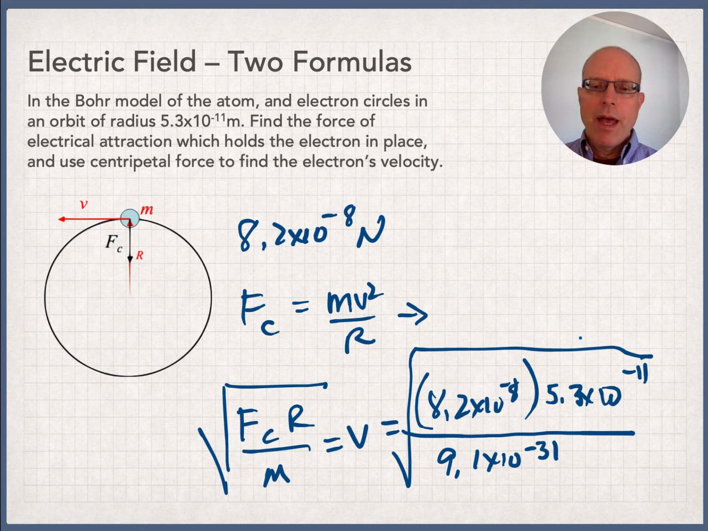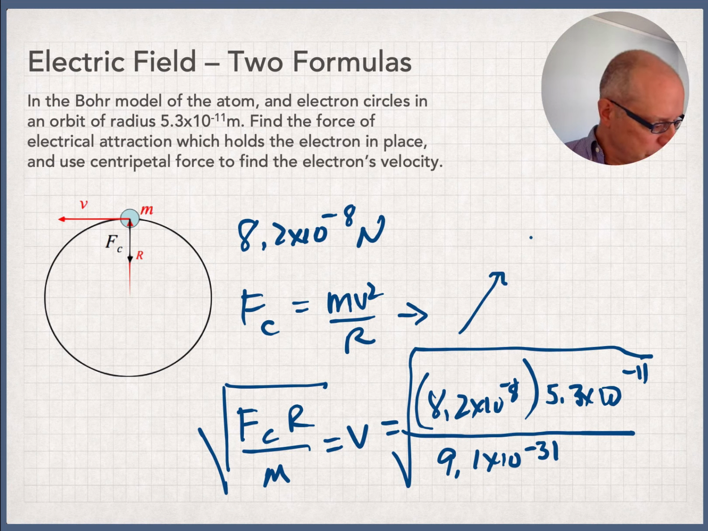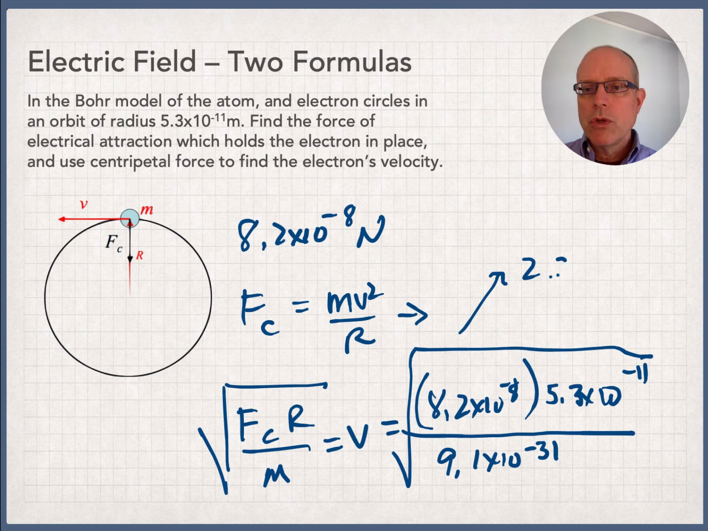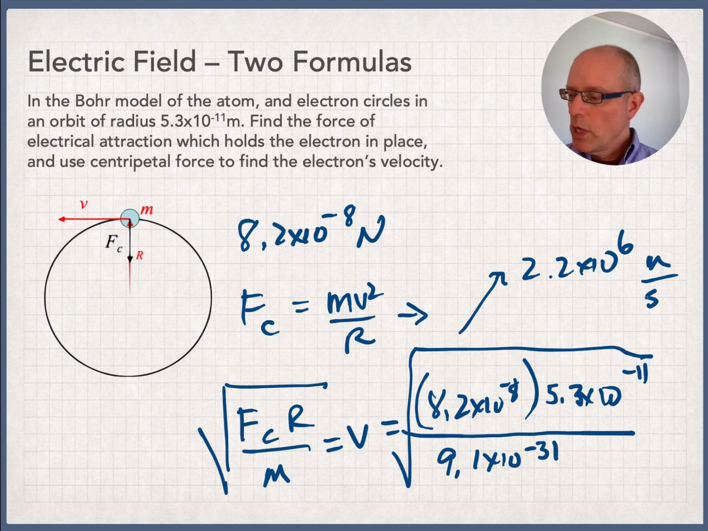And I did that, and what actually comes out of this fraction when I square root it is 2.2 times 10 to the 6 meters per second. Okay, so there you have it. It's a combination of old physics and some newer physics, and we're using electrostatics as the bridge between them.